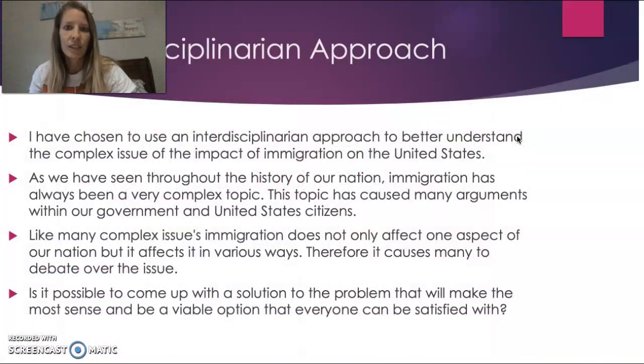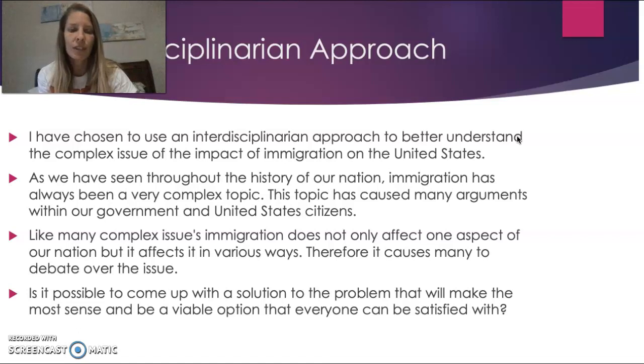I have chosen to use an interdisciplinary approach to better understand the complex issue of the impact of immigration on the United States. As we have seen throughout the history of our nation, immigration has always been a very complex topic. This topic has caused many arguments within our government and United States citizens. Like many complex issues, immigration does not only affect one aspect of our nation, but affects it in various ways. Therefore, it causes many to debate over the issue.